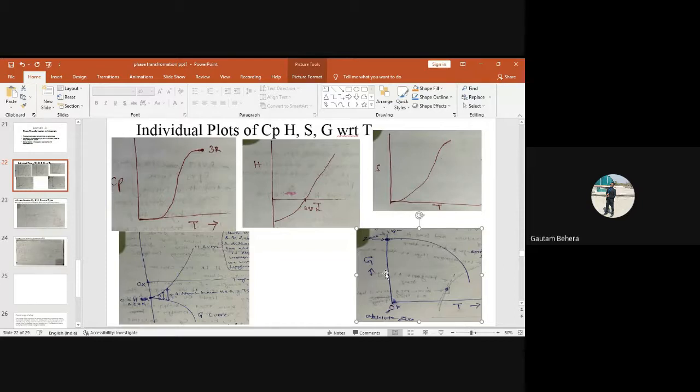That is very easy. You have to take only G is equal to H minus TS and you can end up with dG is equal to VdP minus SdT. That is the Maxwell equation, right? But since we are dealing with constant pressure, dP becomes 0, so VdP becomes 0. So dG is equal to minus SdT only. If you take dT to the left side, dG by dT will become minus S, right?